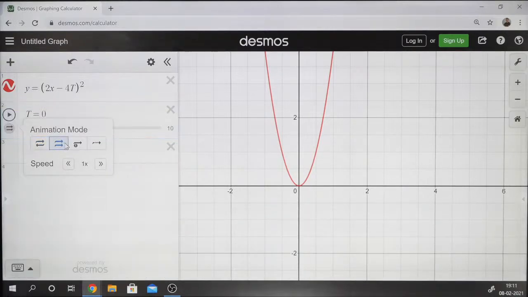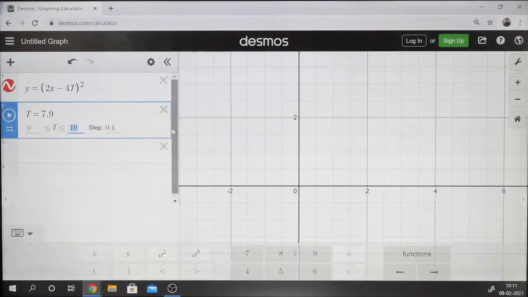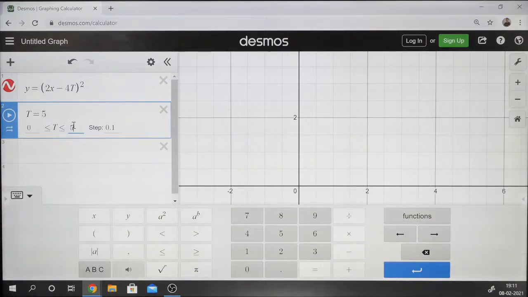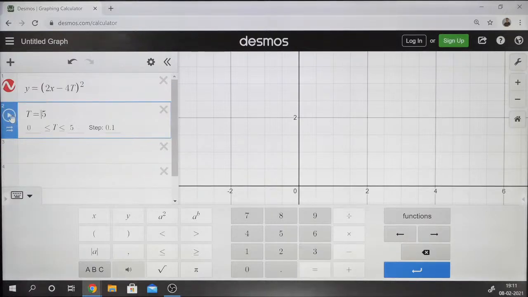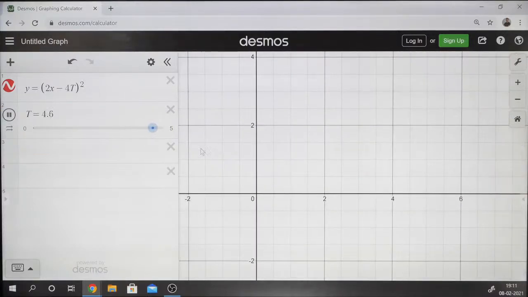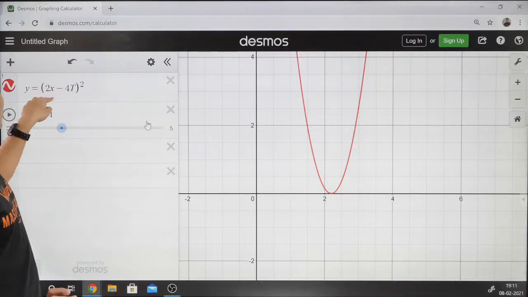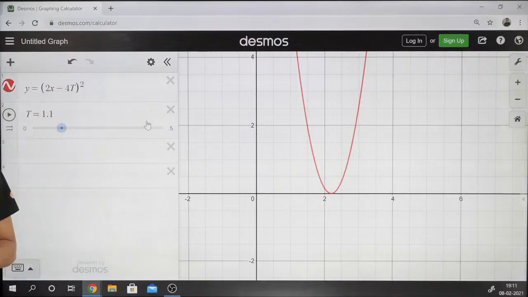Let's see what happens if I play this 2x minus 4t whole square. Let's play this. Look at that. Oh my god, look at that parabola. It just went outside. Let me do this again. See how that parabola goes outside. It's going towards the right side. So you can animate that parabola by writing an equation something like this. I hope this is clear.